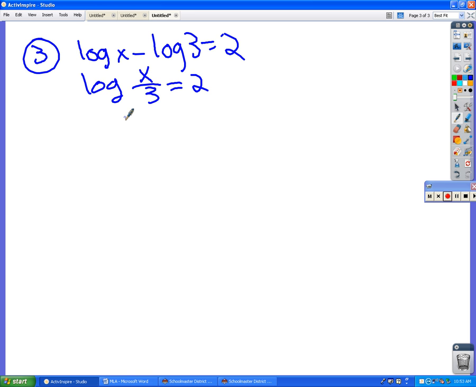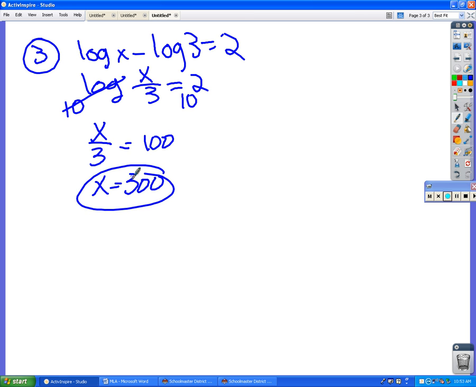Okay? All right, so now I base 10 both sides. The log and the 10 cancel, leaves me x over 3. 10 squared is 100. 3 times 100 is 300. Then you're good. All right? So that is solving log equations in a nutshell.